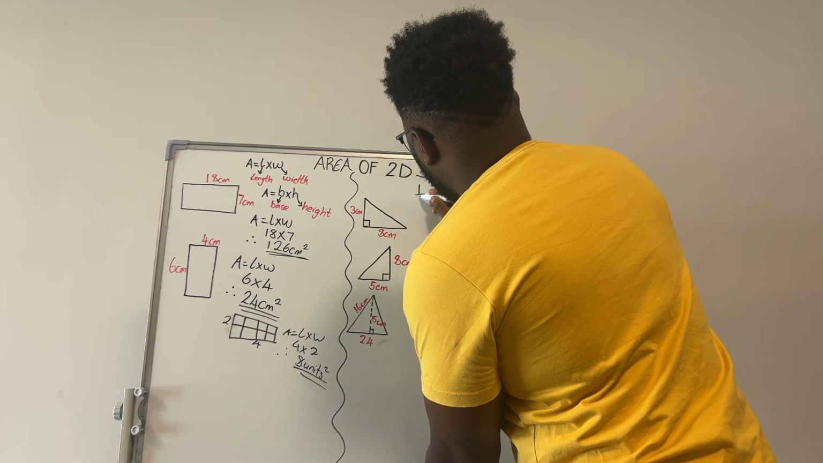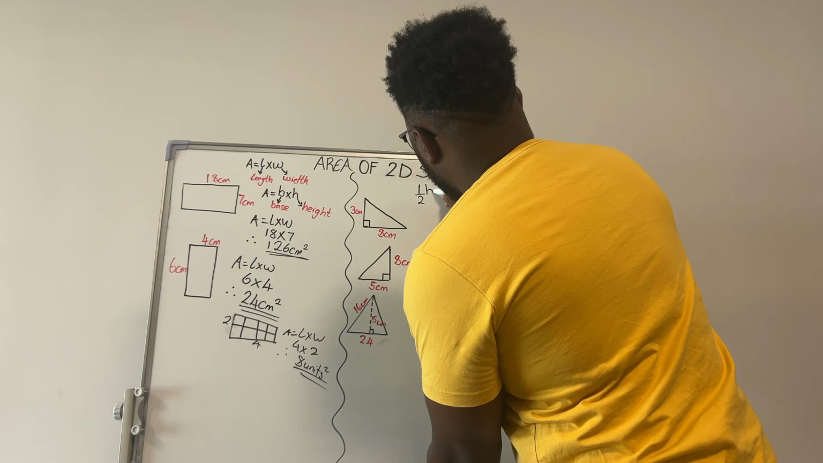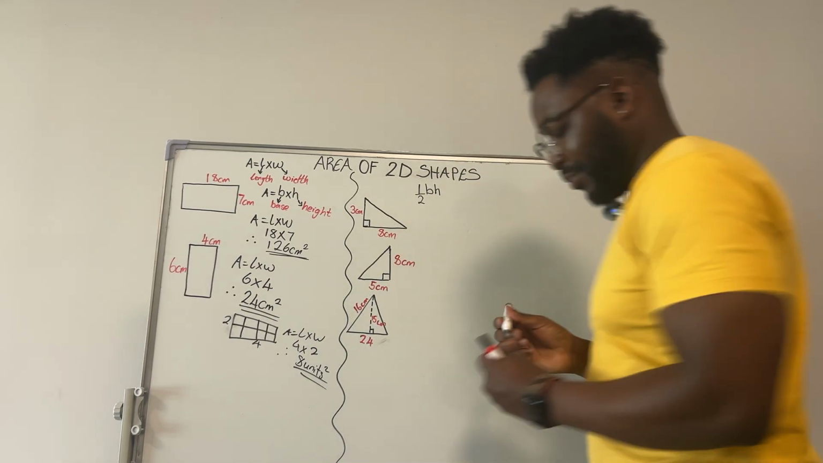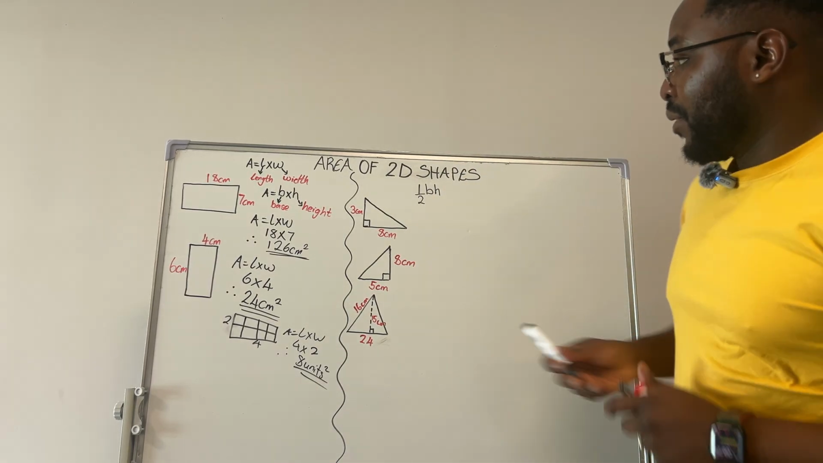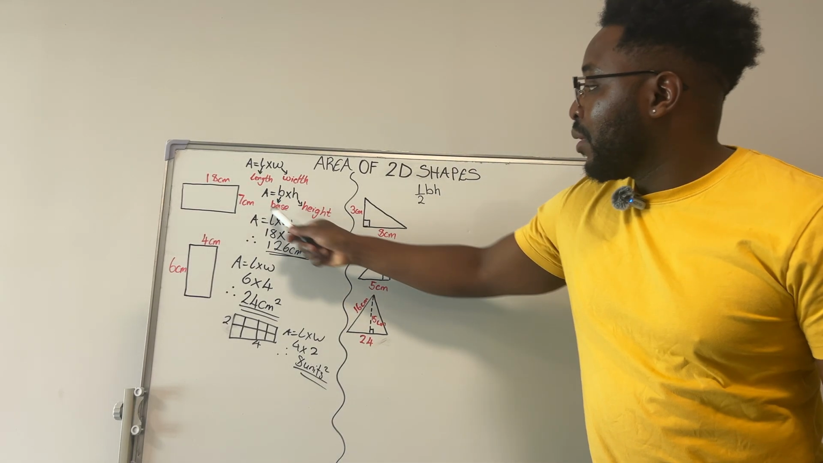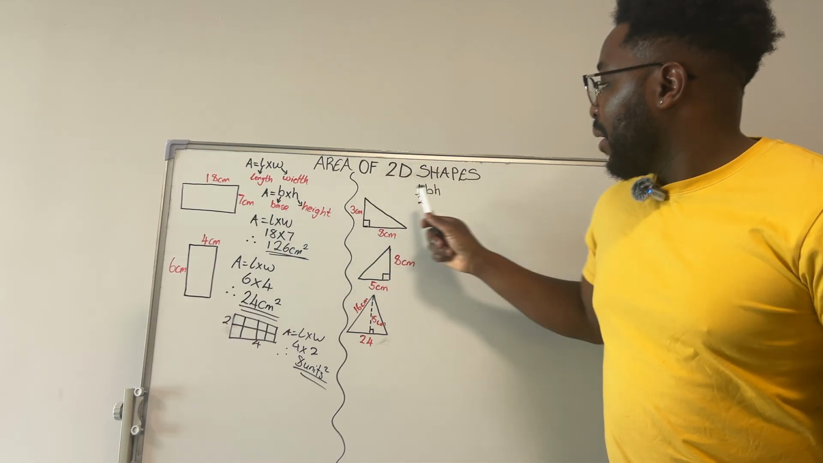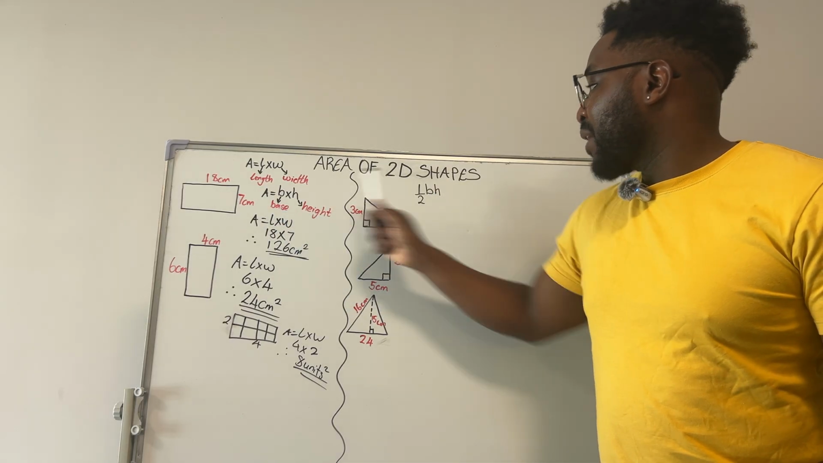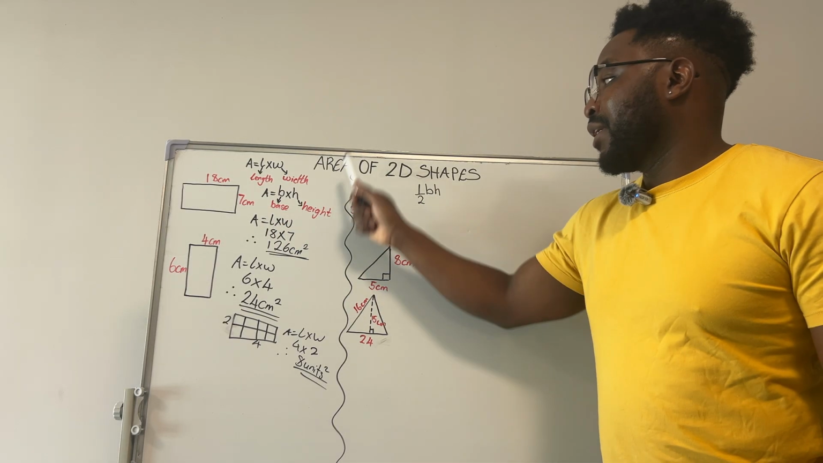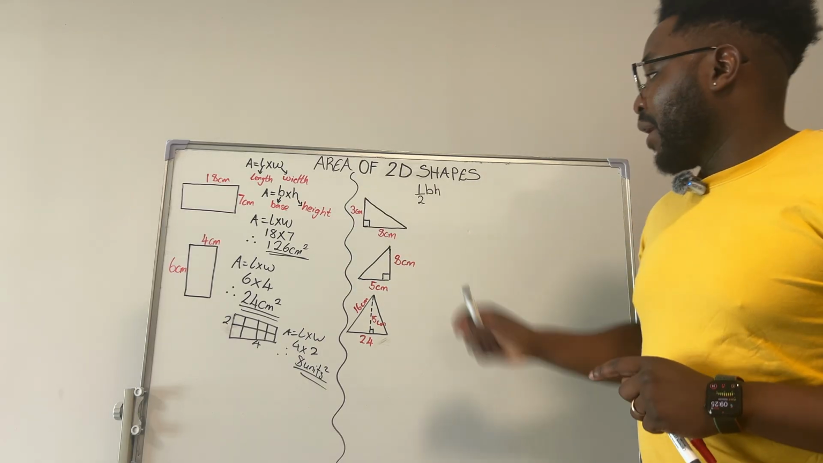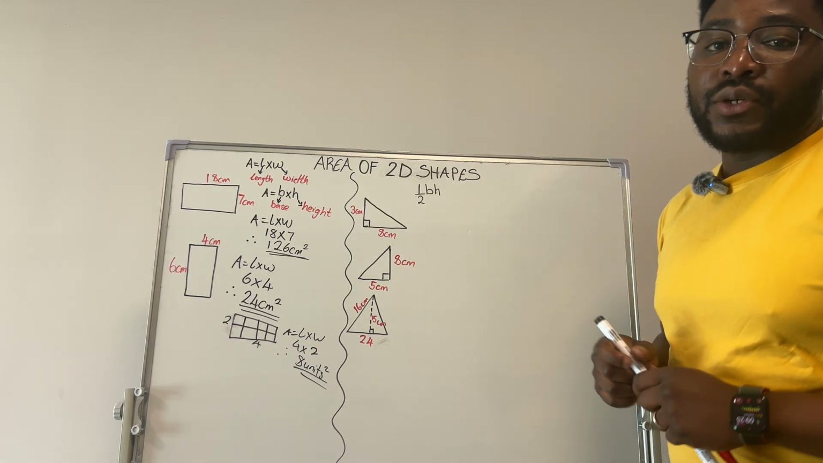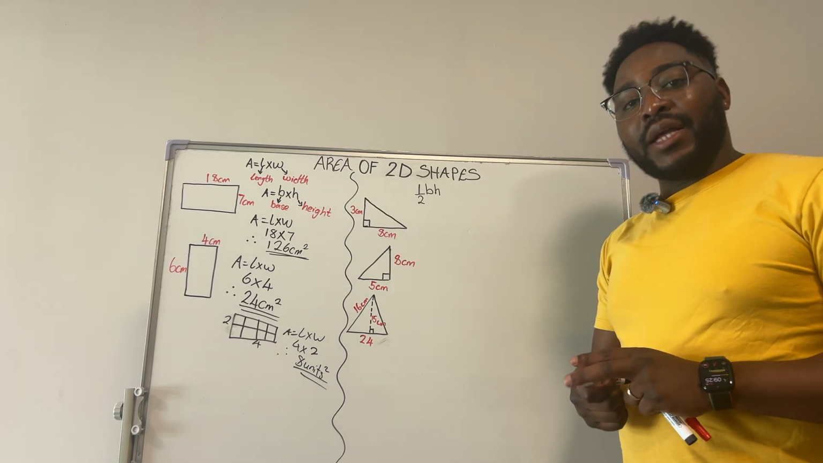Half BH. Yes. And remember, from what I just explained over here, B is the base, H is the height. And we have our half in front over there. So it's half BH.